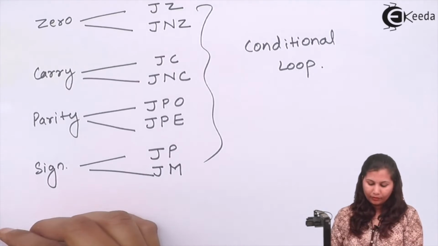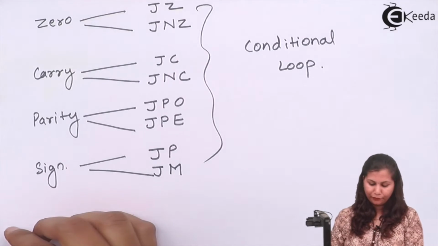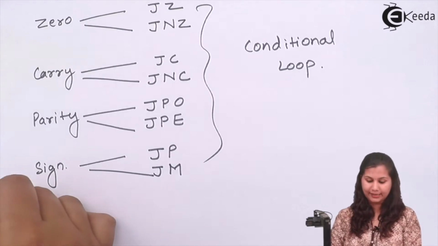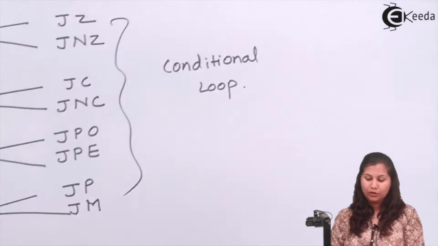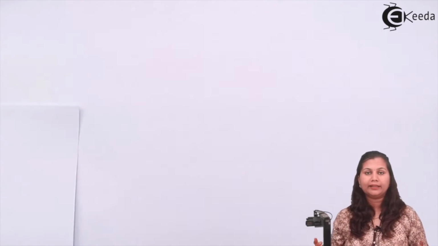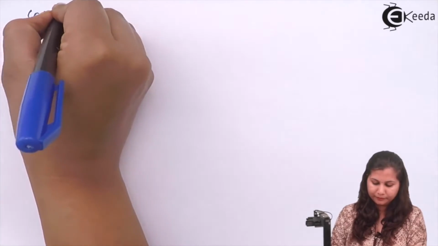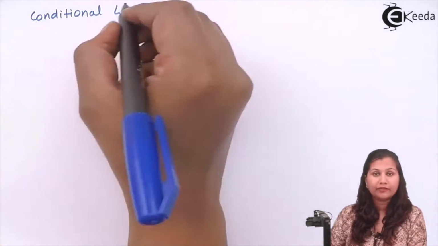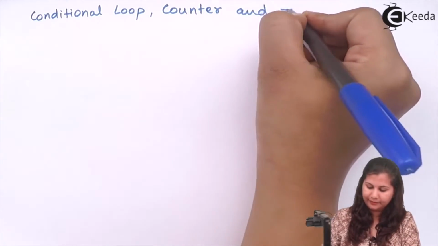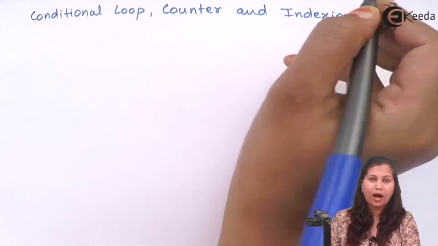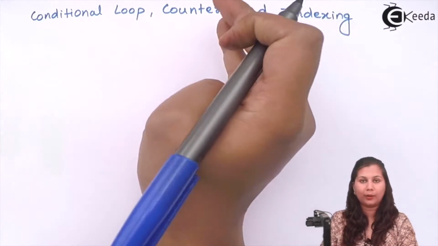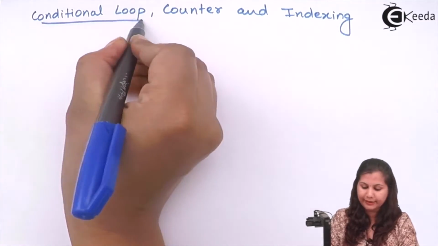Now there is another type of loop which includes indexing along with a counter. So the counters and the looping are interrelated with each other. We can also set up a loop using a counter. So we can say this is the conditional loop which is having a counter and indexing. So how is a conditional loop set up using a counter and indexing? Let's study about it.